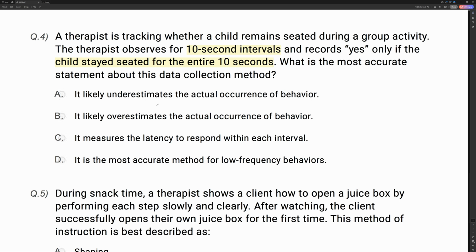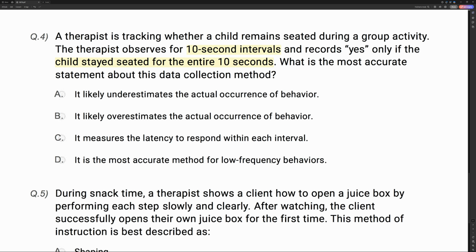If we had 10 intervals and the behavior would have to happen for the entire 10-second interval to count, would that underestimate or overestimate behavior? We'll likely underestimate because if the behavior happens for 9 seconds in whole interval, we're not going to count it. So whole interval is much more likely to underestimate behavior than it is to B, overestimate. Again, if the behavior happens 9 seconds, our data will indicate that no behavior occurred at all. That's going to underestimate. C, it measures latency to respond within each interval. We're not measuring latency, we're using whole interval recording.